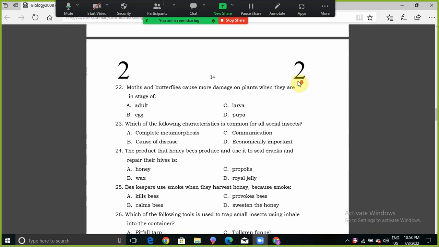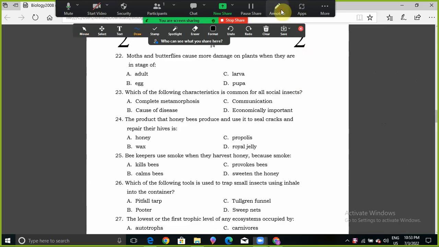Now in question number 22, moths and butterflies cause more damage on plants when they are in the stage of what? Adult, egg, larva, or pupa? They cause more damage when they are in the stage of larva, because most adult butterflies and moths feed on nectar. So the correct answer for question number 22 is C.